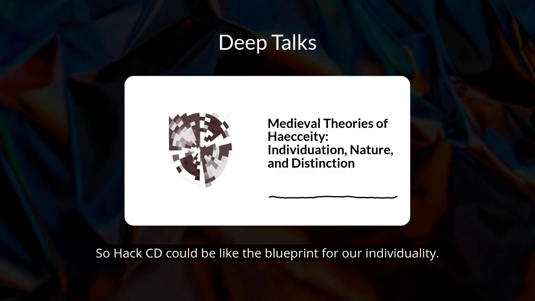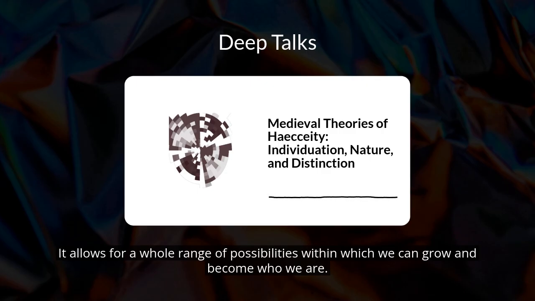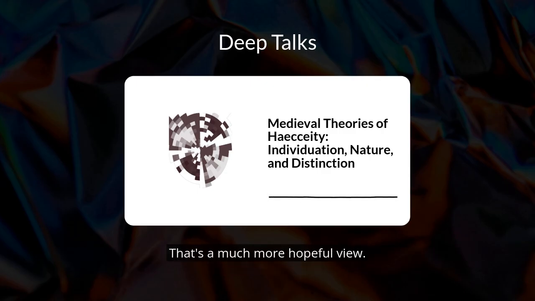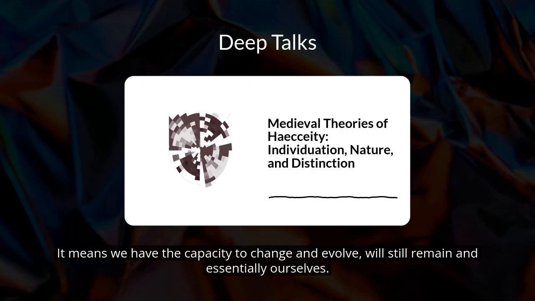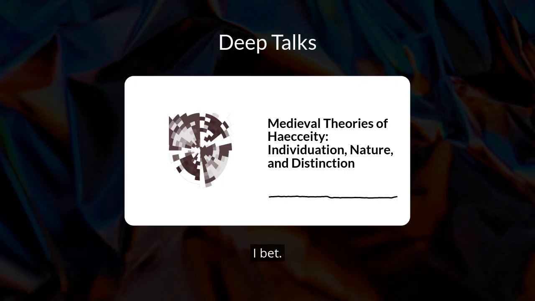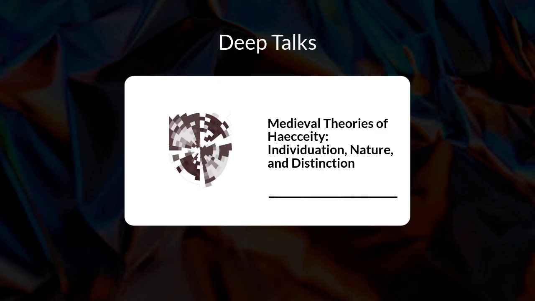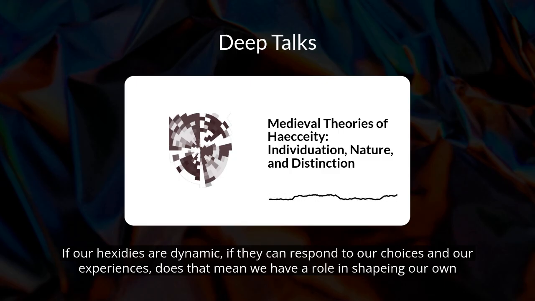That's a great way to think about it. So Haecceity could be like the blueprint for our individuality, but not a blueprint that dictates every single detail. It allows for a whole range of possibilities within which we can grow and become who we are. That's a much more hopeful view. It means we have the capacity to change and evolve, yet we'll still remain essentially ourselves. Right. And this opens up all sorts of other fascinating philosophical questions. I bet. Questions about free will, moral responsibility, even what it means to have a self at all. If our Haecceities are dynamic, if they can respond to our choices and our experiences, does that mean we have a role in shaping our own destinies?